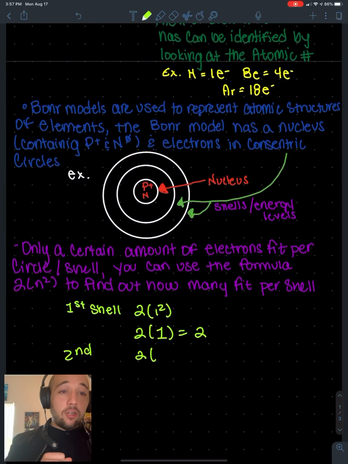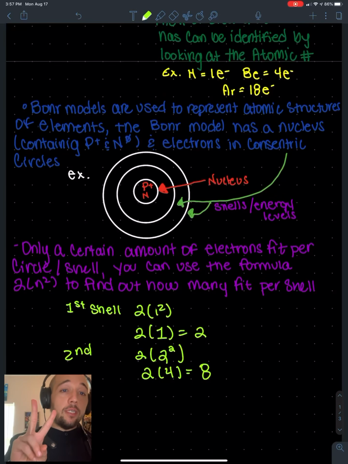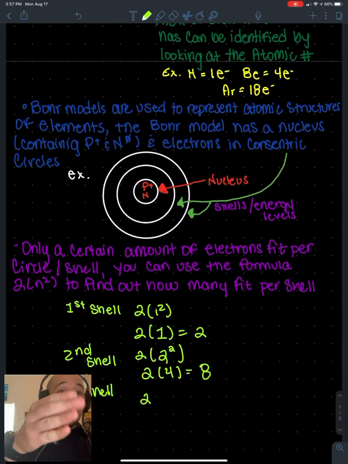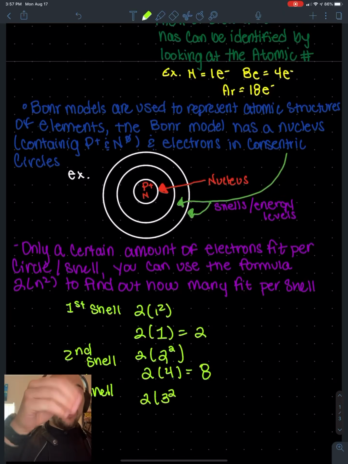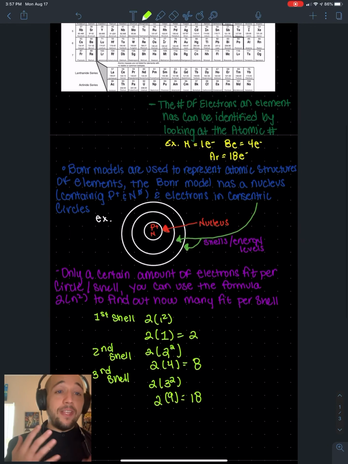Now the second energy shell, again, replace that n with the 2. 2 squared is 4. 4 times 2 is 8. So the second energy shell holds only 8 electrons. And the third one, again, do the same thing. For the n, replace it with a 3. 3 squared is going to be 9. And that's going to give you 2 times 9 is 18. So the third energy shell fits 18.